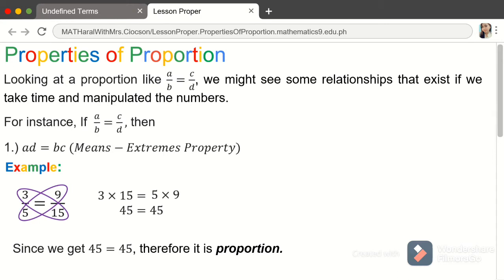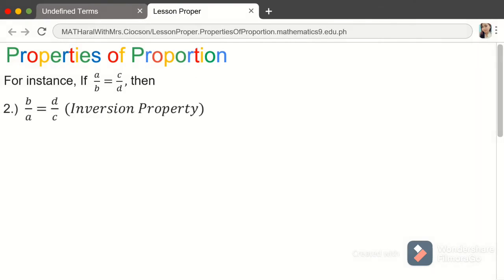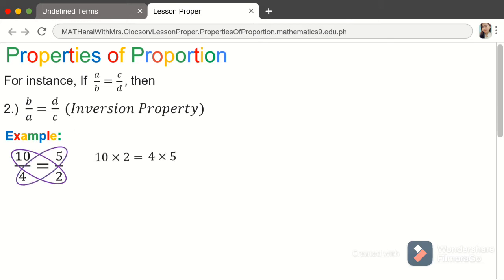Next property, B over A is equal to D over C, inversion property. Example, we have the first one, 10 over 4 is equal to 5 over 2. So we have 10 times 2 and then 4 times 5. Simplifying that, 10 times 2 is equal to 20, and also 4 times 5 is equal also to 20.